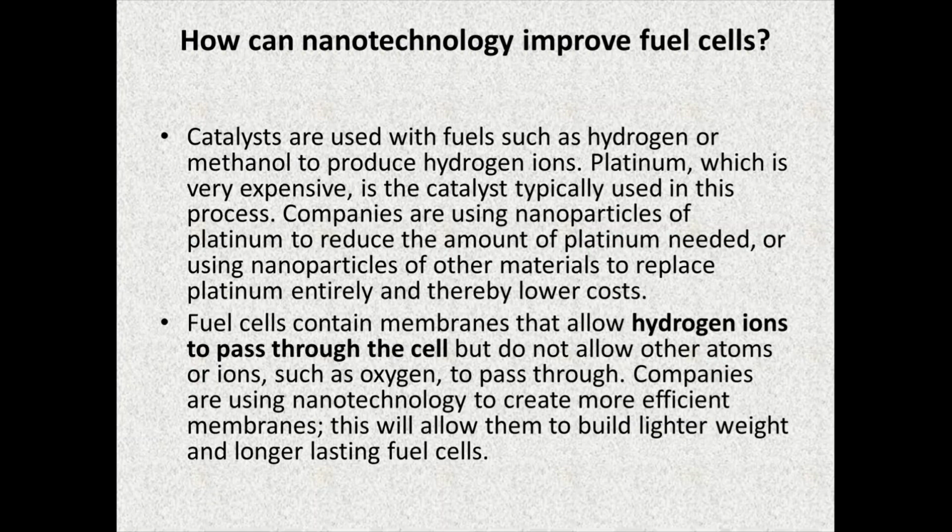How can nanotechnology improve fuel cells? Catalysts are used with fuels such as hydrogen or methanol to produce hydrogen ions. Platinum, which is very expensive, is the catalyst typically used in this process. Companies are using nanoparticles of platinum to reduce the amount of platinum needed, or using nanoparticles of other materials to replace platinum entirely and thereby lower costs.